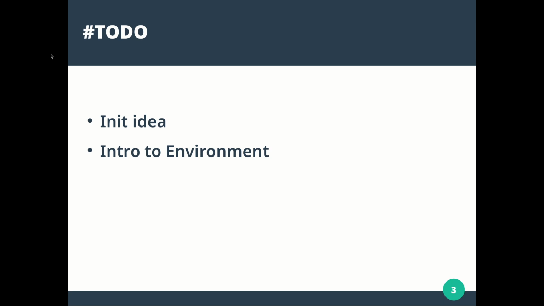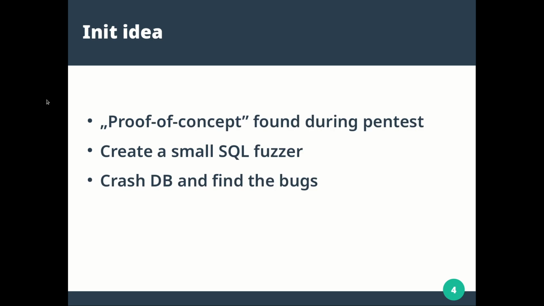During one project in the past, I was asked to verify or identify the network services available on remote hosts, and that's how I found that one of them was a SQL database. In the meantime, looking for some proof of concept, some exploits, etc., I found a very interesting GitHub resource that I will present in the next slide. So the initial idea was based on the proof of concept I found during the pen tests.